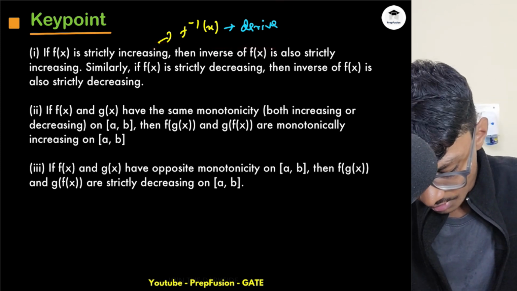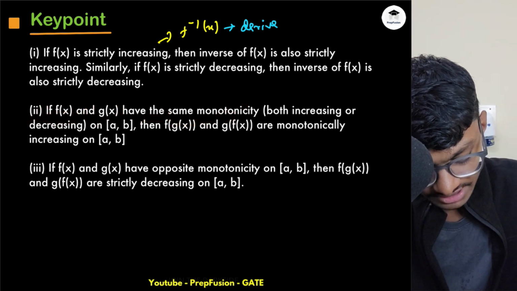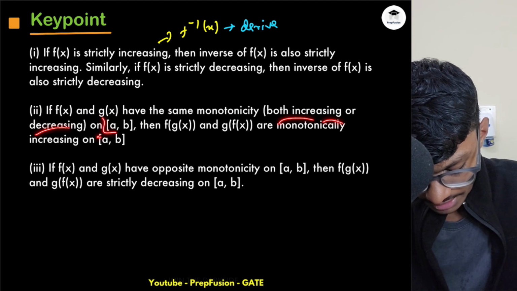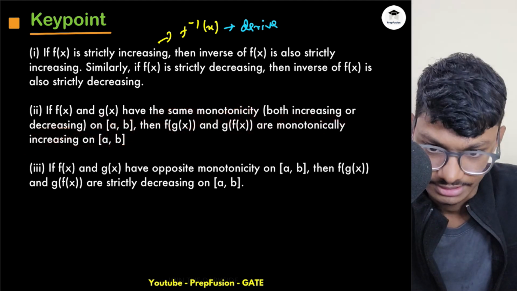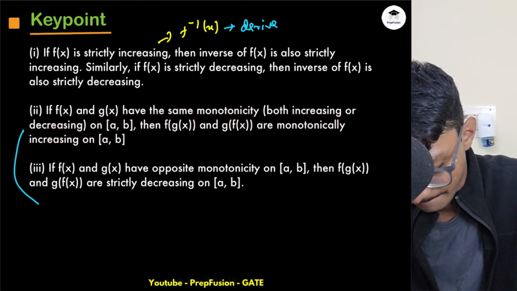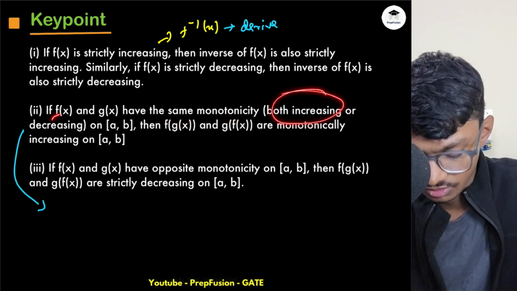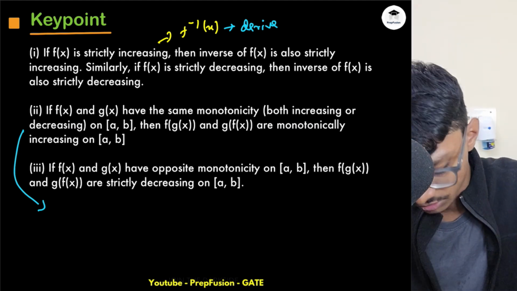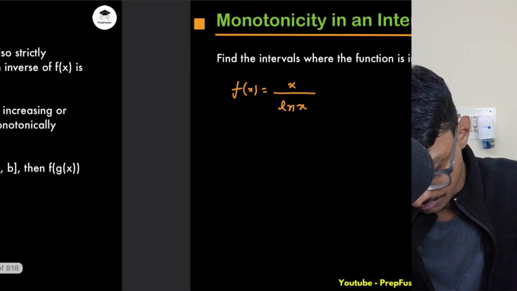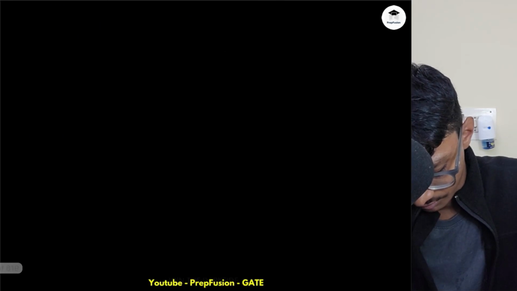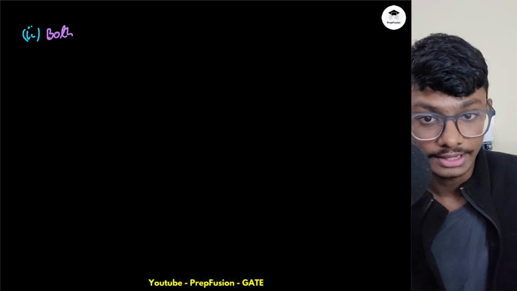Then the second point: if f of x and g of x have the same monotonicity, both increasing or both decreasing on (a, b), then f of g of x and g of f of x are monotonically increasing. Again, this point is very interesting. So they have the same monotonicity, either both increasing or both decreasing. Let's take the first case, that both are increasing.